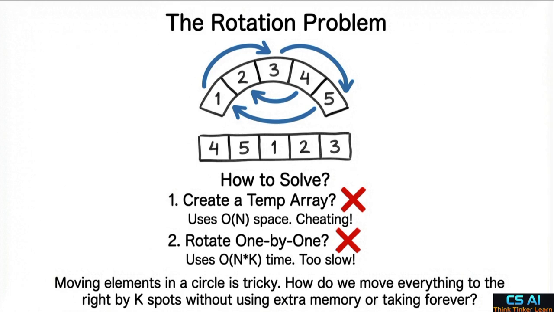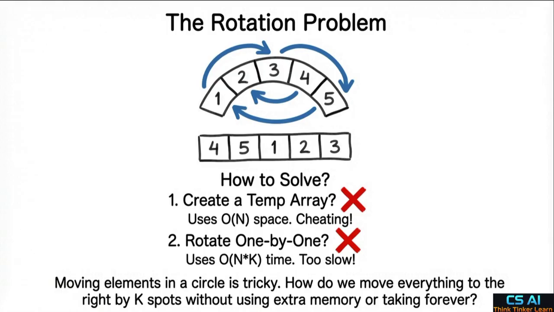Creating a temp array uses O(n) space. In many interviews, that's considered cheating or at least a suboptimal answer. Rotating one by one, k times, is O(n) times k time. That's way too slow if the array is too large. Moving elements in a circle is tricky because as soon as you move one element, you displace another. It feels like you need a holding area for the displaced items, but we are not allowed to have one. How do we move everything without using extra memory or taking forever?